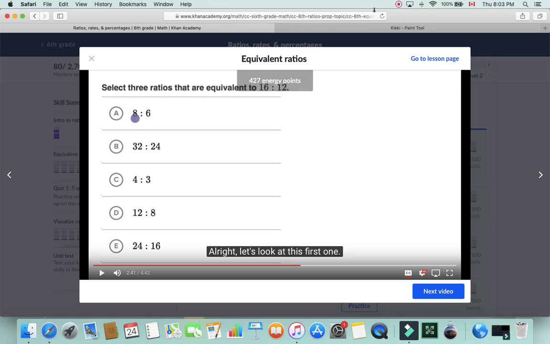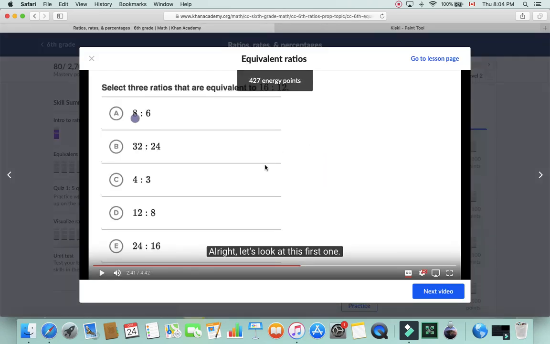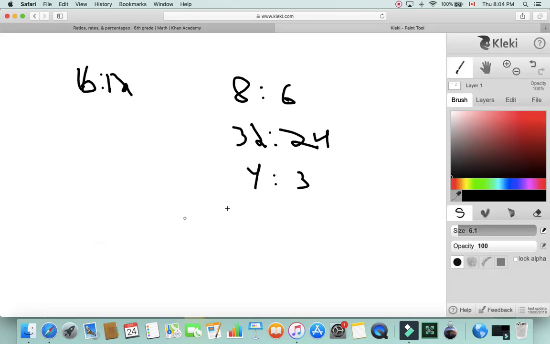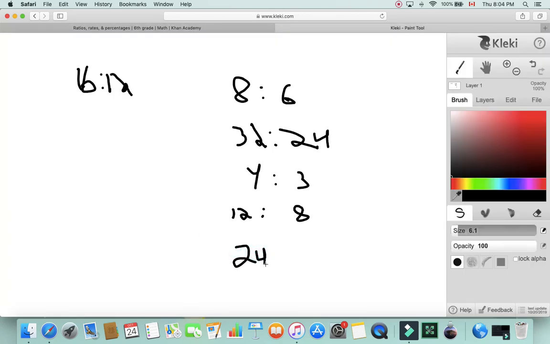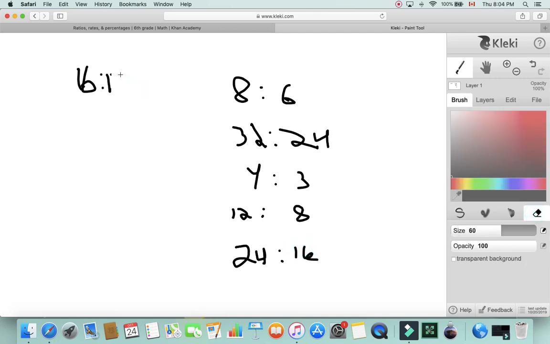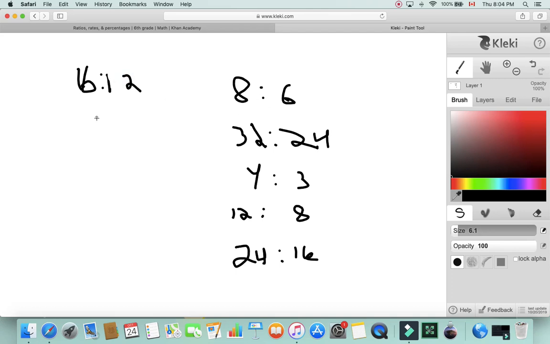Okay, so, let's get started. So, we have to get equivalent to 16 and 12. The numbers are 8, 6. For A, okay. 4 to 3, 12 to 8, and 24 to 16. Okay, so first let's go to 8 and 6. Well, you just divide by 2. Perfect, it works. Okay, how about 32 and 24? Well, you just multiply it by 2, so that also works.